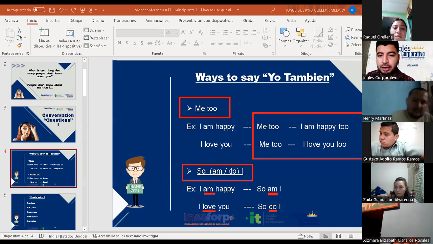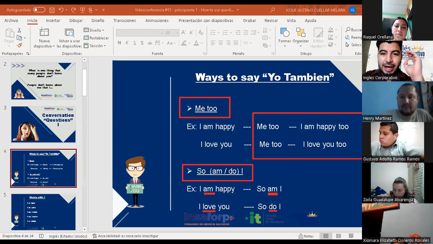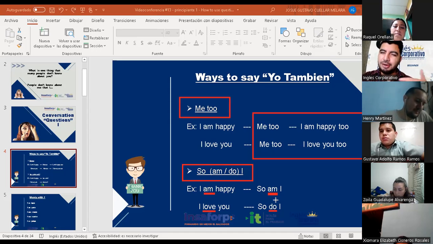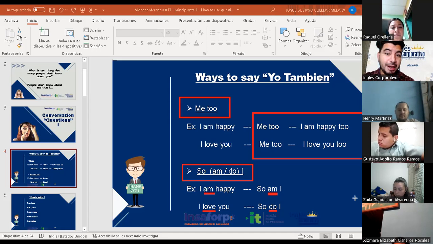Teacher, ¿cuál es la diferencia? Bueno, la diferencia es que uno está utilizando el verbo to be. Si ustedes escuchan que yo les digo, I am a student, soy un estudiante. Entonces, ustedes tienen que decir, so am I. Sí, obviamente, estamos de acuerdo con lo que está diciendo. Por ejemplo, I am in class, estoy en clase. So am I. I am a good person. Soy una buena persona. So am I.